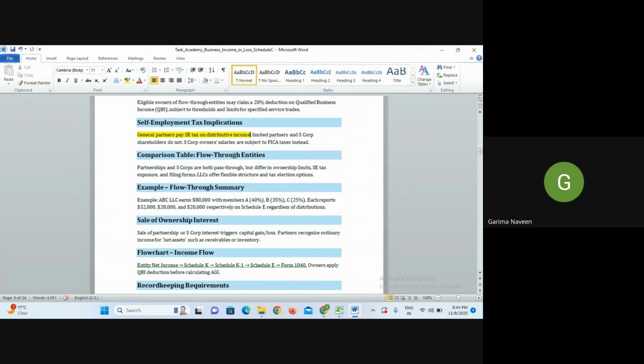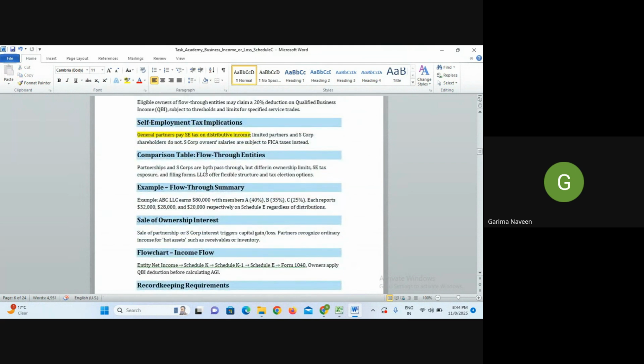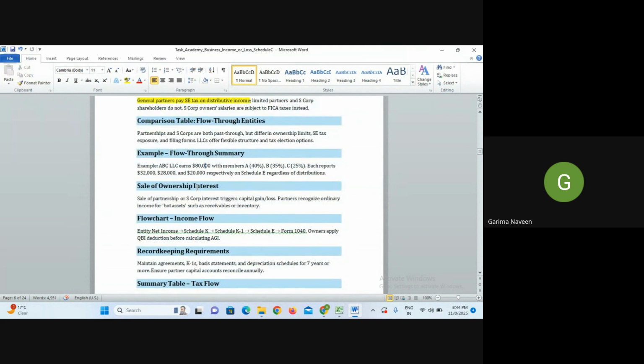Comparison table flow through entities. I think this will be given in your book, not here. So what is the basic difference between partnership, S corporation, and other kinds of entities? I think it will also come when we discuss partnership and S corporation individually.